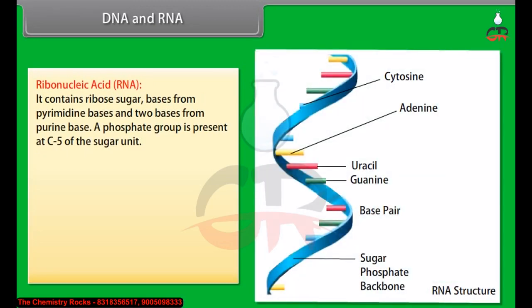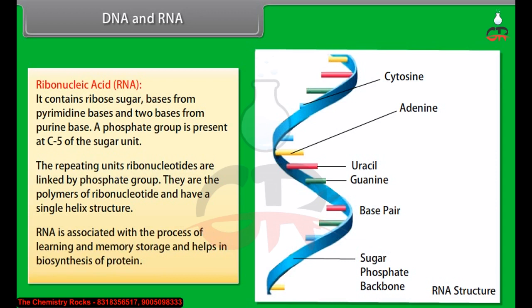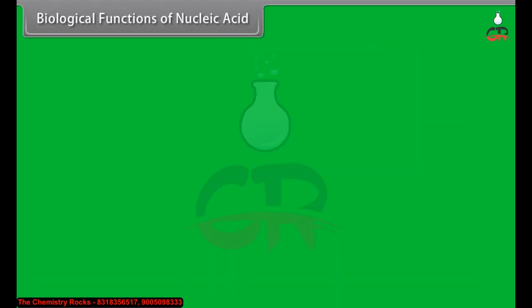Ribonucleic acid. It contains ribose sugar, bases from pyrimidine bases and two bases from purine base. A phosphate group is present at C5 of the sugar unit. The repeating units ribonucleotides are linked by phosphate group. They are the polymers of ribonucleotide and have a single helix structure. RNA is associated with the process of learning and memory storage and helps in biosynthesis of protein. Biological functions of nucleic acid.